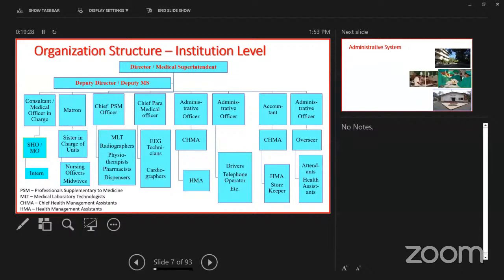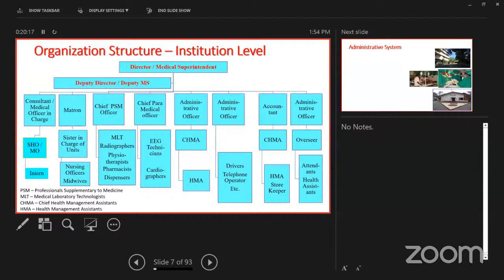The medical services arm is handled by either a consultant or a medical officer in charge. For example, in the OPD, there is a medical officer in charge who handles the medical officers' matters, and the consultant is in charge of the ward. Under his supervision there may be SHOs, senior house officers, and medical officers, and under them you will be posted as interns. So this is how the doctors' affairs are handled: consultant or medical officer in charge, then the SHOs and MOs, and interns. And for the nursing services, this is the nursing services arm.